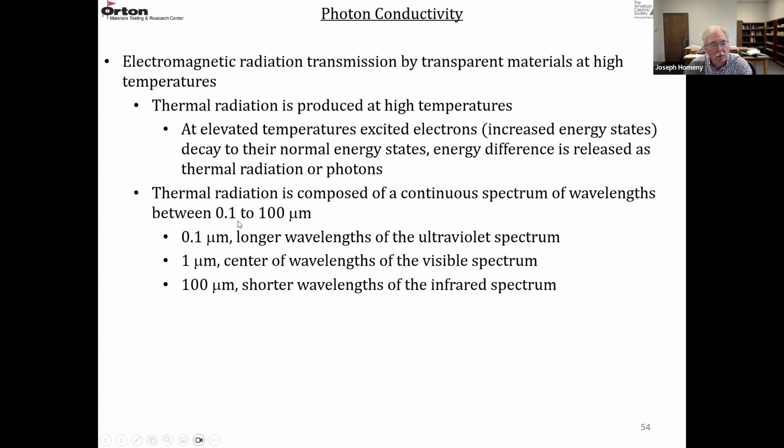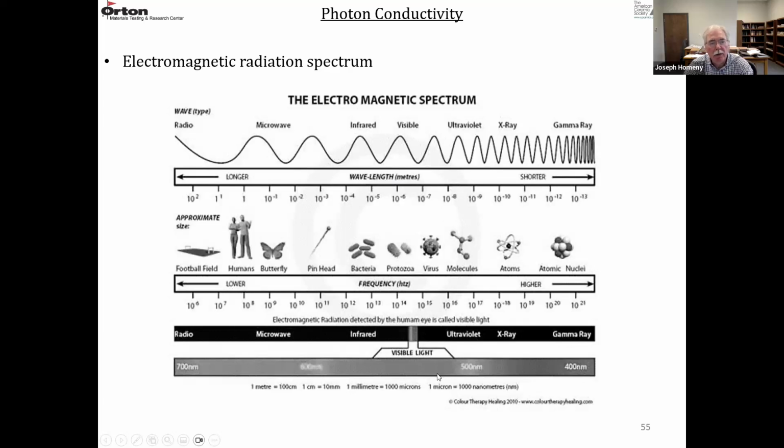And the radiation that we're interested in, the wavelengths are between 0.1 and 100 microns. So 0.1 micron is the lower wavelength of the ultraviolet spectrum. 1 micron is the center of the visible spectrum, and 100 microns are the shorter wavelengths of the infrared spectrum. So this is the radiation spectrum, and we're interested in this area here. Here's the visible, the ultraviolet, and then the infrared. So we're somewhere in the infrared region through the visible to the edge of the ultraviolet region.